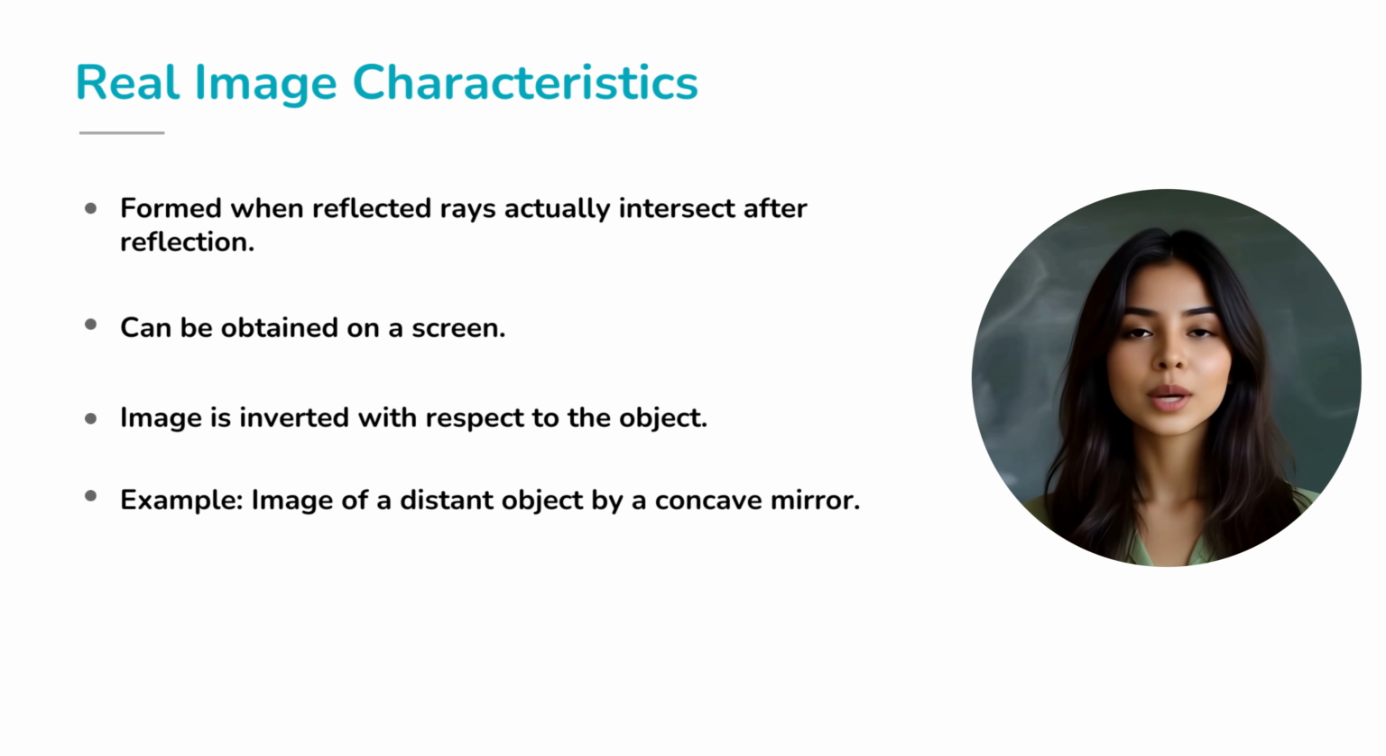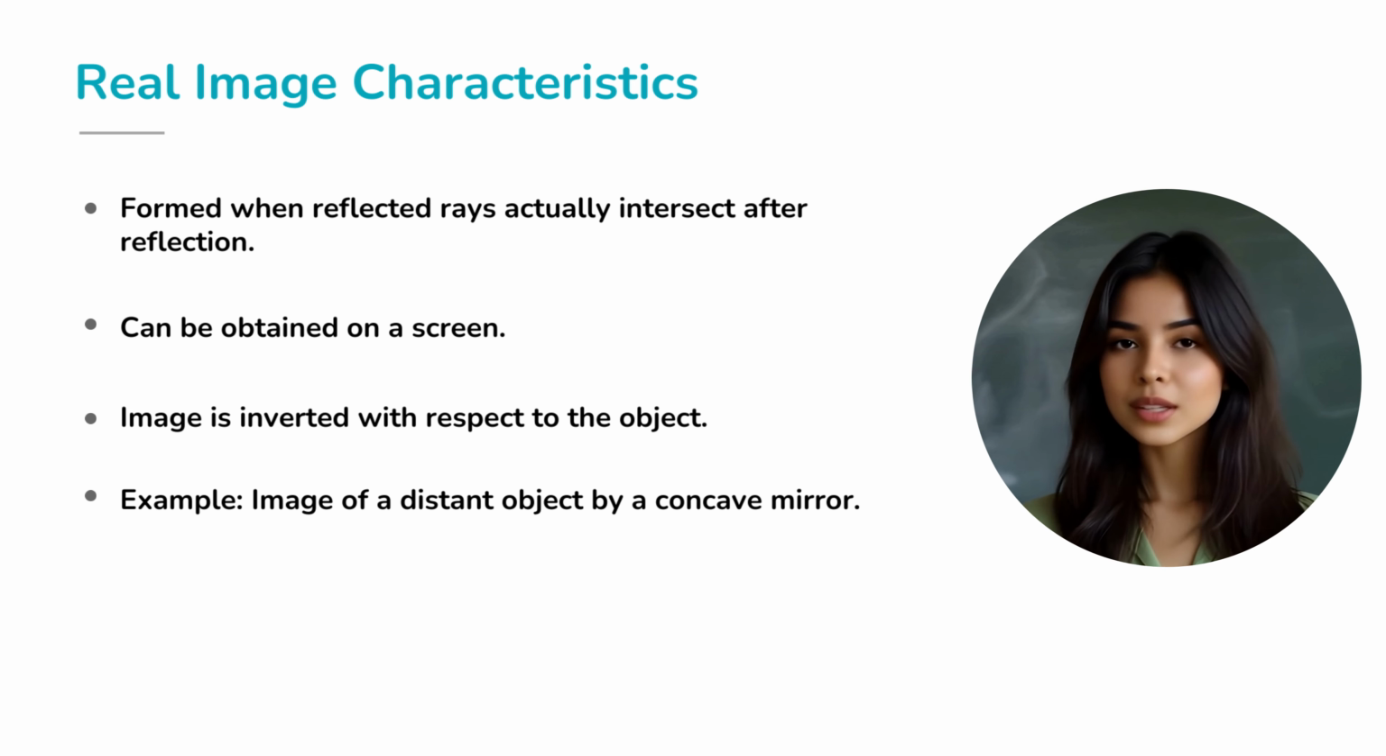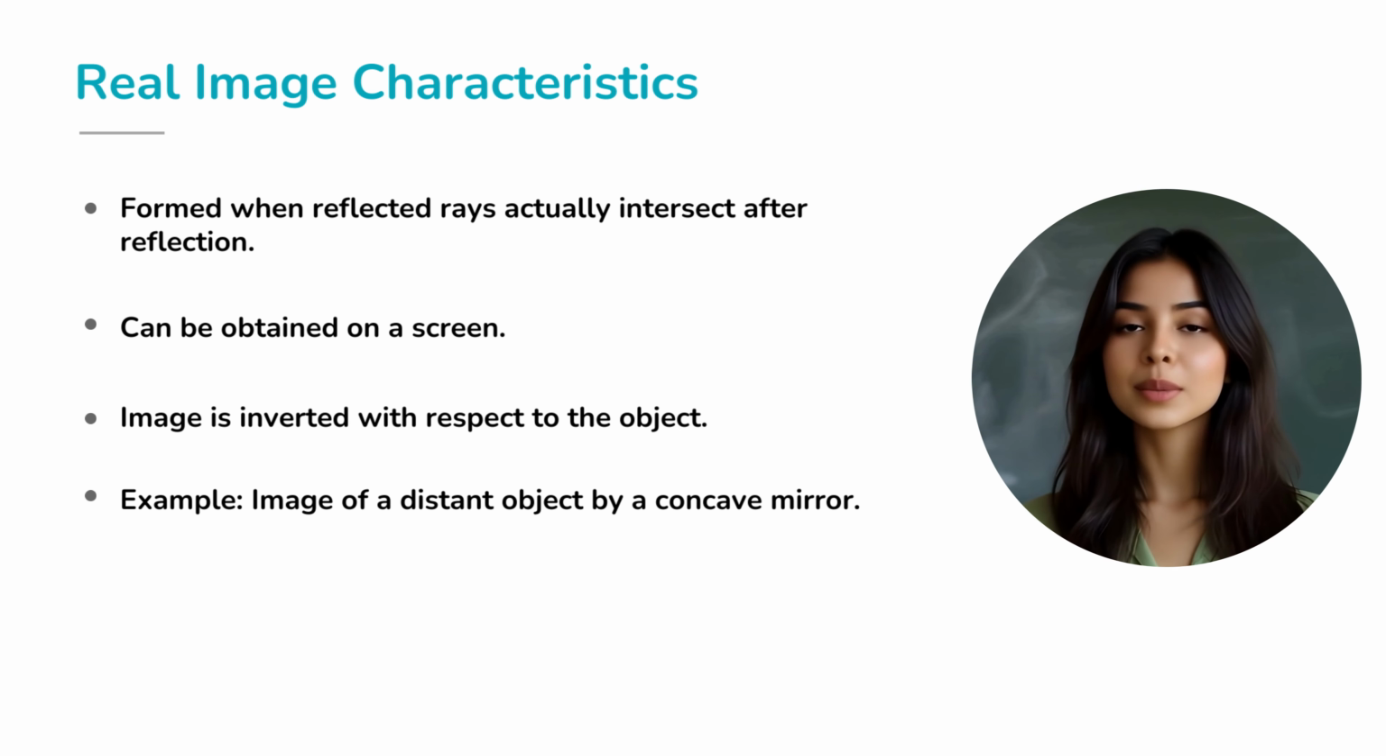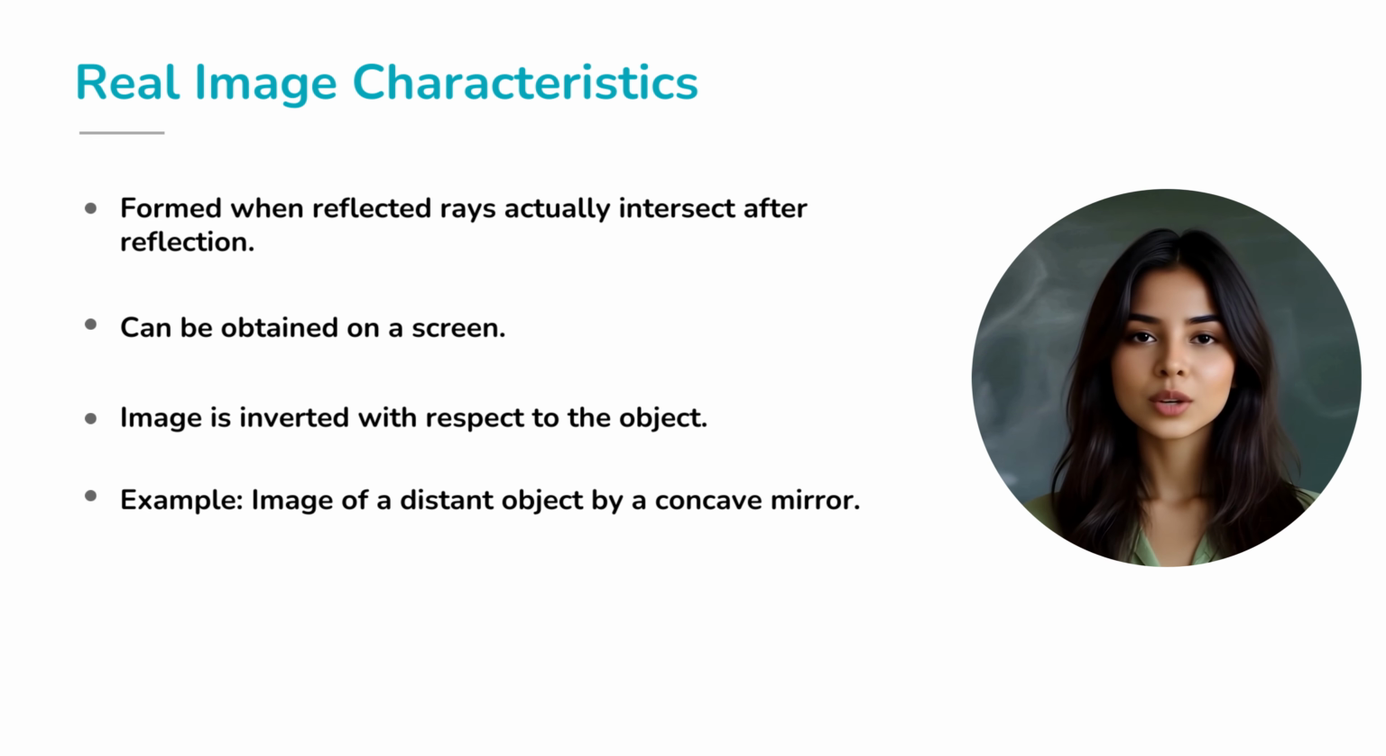Now let's talk about the first type of image, the real image. A real image is formed when the reflected rays actually intersect after reflection. Here's the cool part, since rays physically meet, you can capture this image on a screen. Movie projectors work exactly like this.